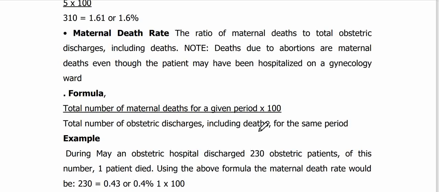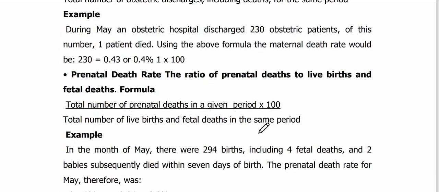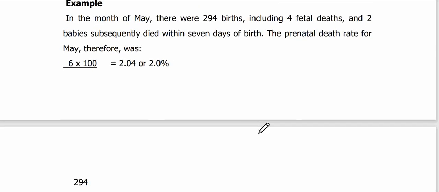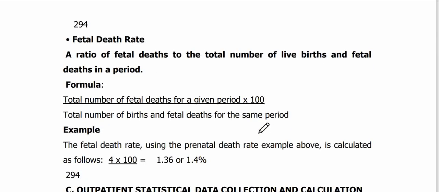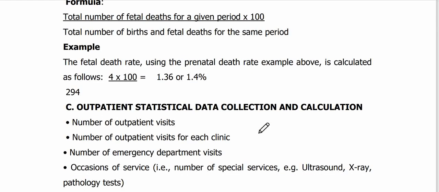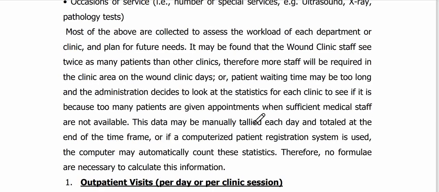Talk about the maternal death rate. What's the formula? The total number of maternal deaths for a given period of time, times 100, over the total number of obstetric discharges, including deaths, for the same period. If you don't understand the formula, nothing can work for you. So what you need to know is the formula only, to be able to do the calculation.